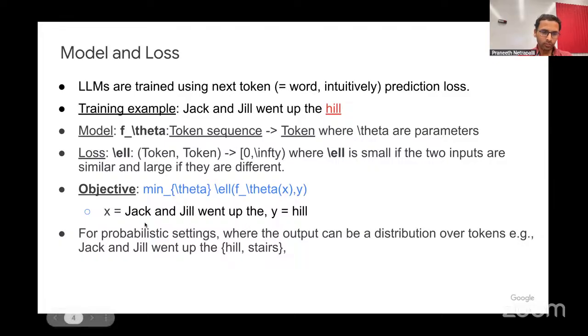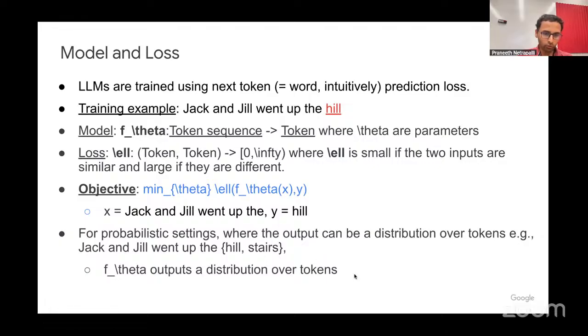So for this, we want to output not just a single token, but rather a distribution over tokens. For example, "Jack and Jill went up the hill" makes sense, and "Jack and Jill went up the stairs" also makes sense. So we want the model to output a probability distribution over all the tokens, including "hill," "stairs," and all possible words. The set of all possible words is called a vocabulary. So we want the model to output a probability distribution over the entire vocabulary.